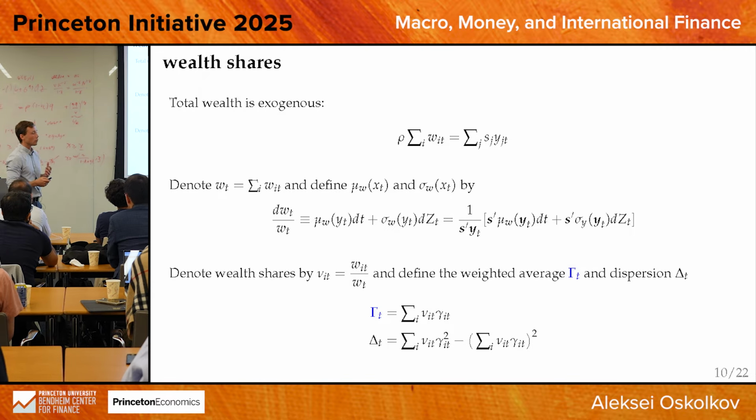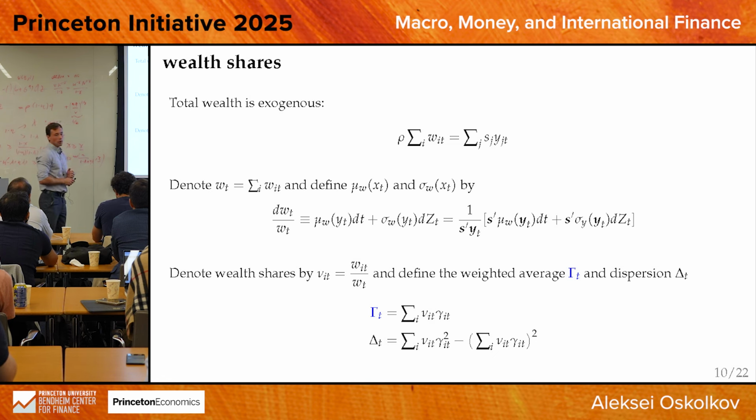And you can see that the total wealth does not load on shocks that drive gamma. And this is all because of the unit intertemporal elasticity of substitution. So all these things, the drift and the loadings of total wealth, are exogenous and only depend on the dividend.